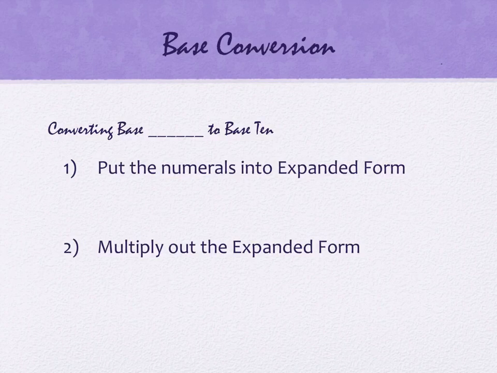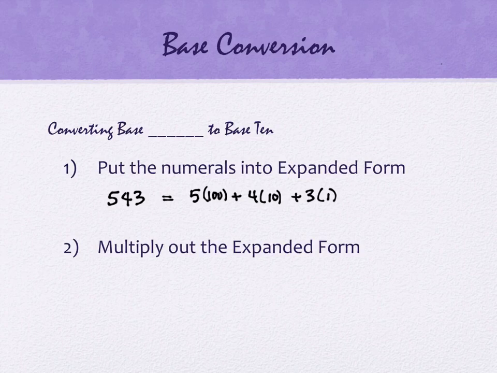Well, expanded form in our system is that if you had something like 543, we would say that this is 5 hundreds, and we would have 4 tens, and we would have 3 ones. That's expanded form, okay? And by the way, kids do this in school all the time with our base 10. They write expanded form. That is a very common practice in 2nd and 3rd grade, okay? Expanded form. And then the second step is to multiply the expanded form out.